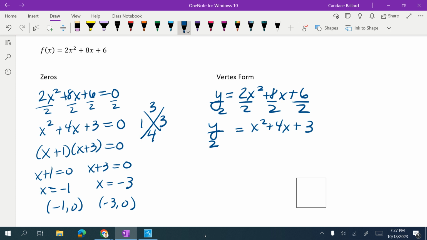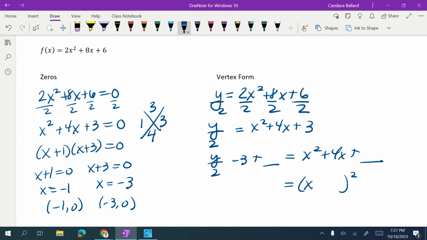I'm going to follow my completing the square rules. Move this 3 to the left side. So I get y over 2 minus 3 plus blank equals x squared plus 4x plus blank. I'm going to set up for what I call cheating factoring. So we've got x something squared. We're going to divide this middle term by 2. And then we're going to square it, which gives me 4 to both sides.